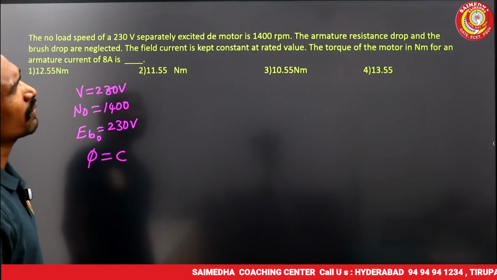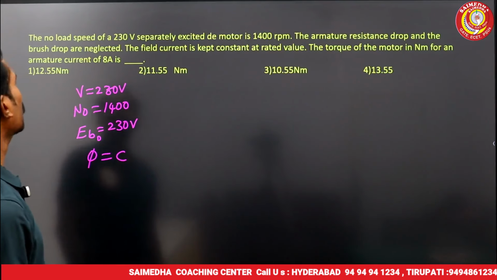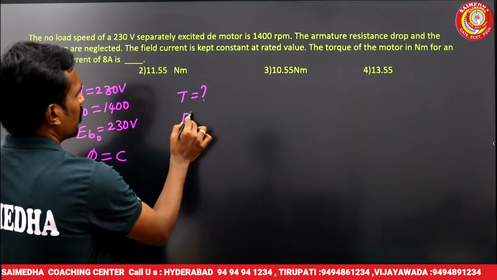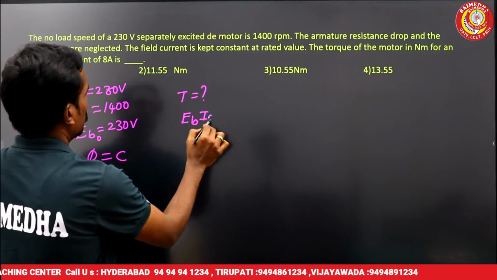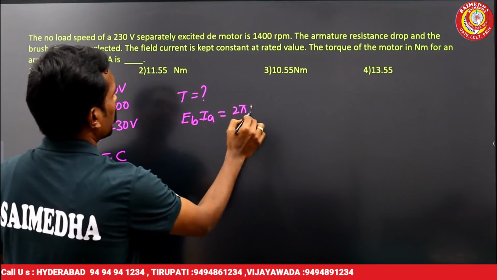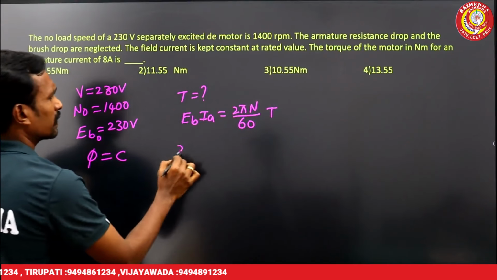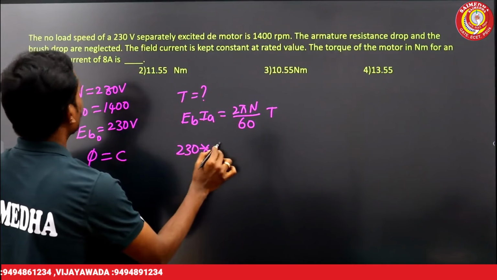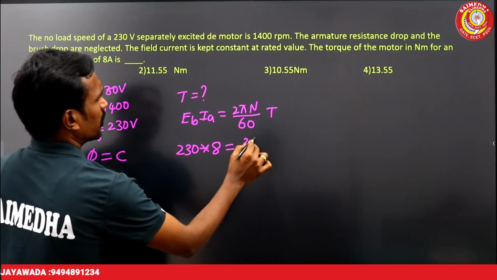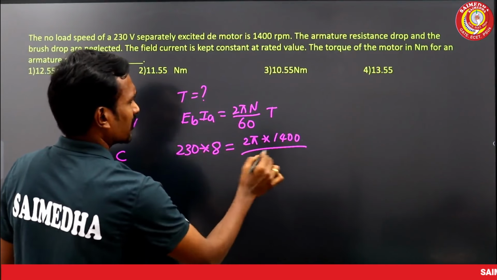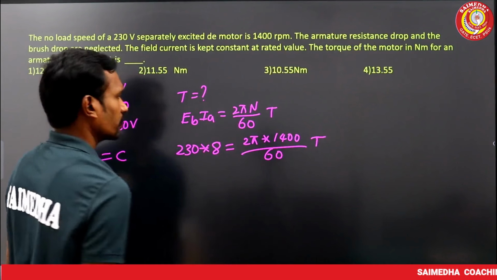Rated value. The torque of the motor in Newton meter for an armature current of 8 amperes, torque T, they are asking. EB into IA is equal to 2 pi N by 60 into T. What is EB? EB is 230, IA is 8, and N is 1400, so 2 pi into 1400 by 60 into T.